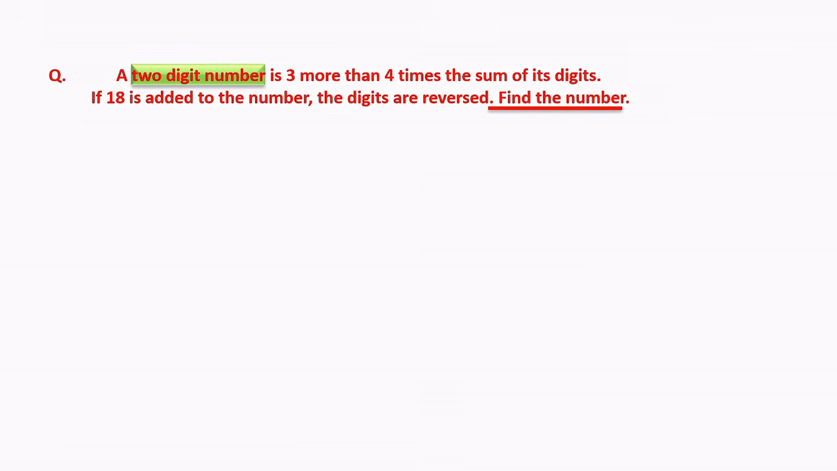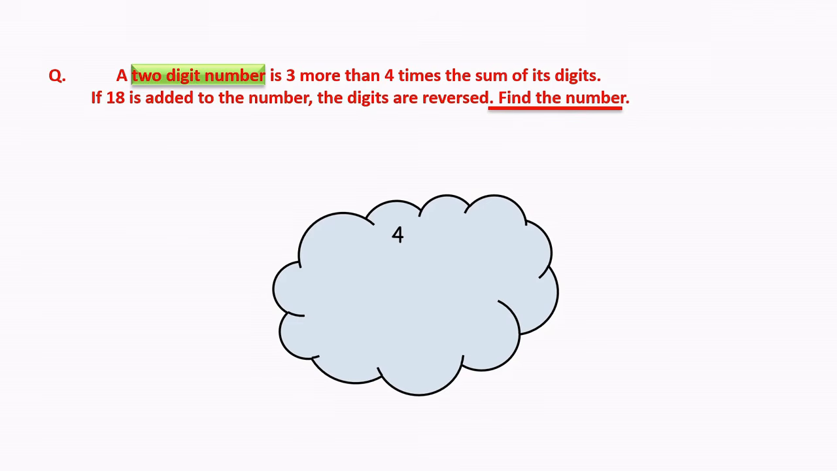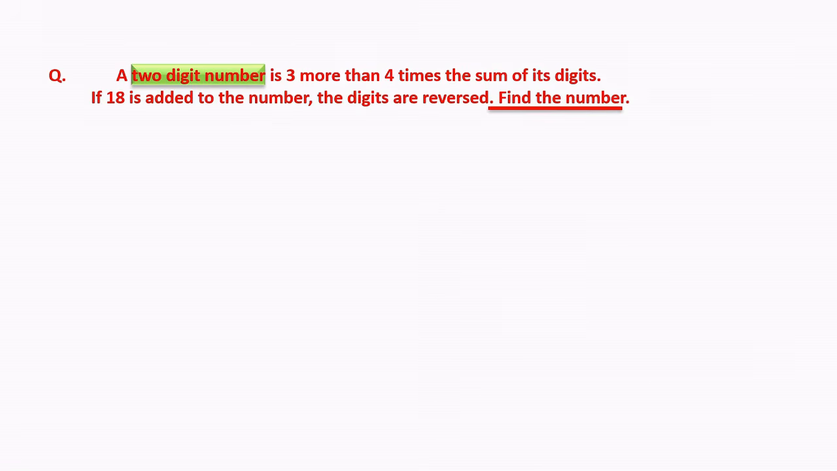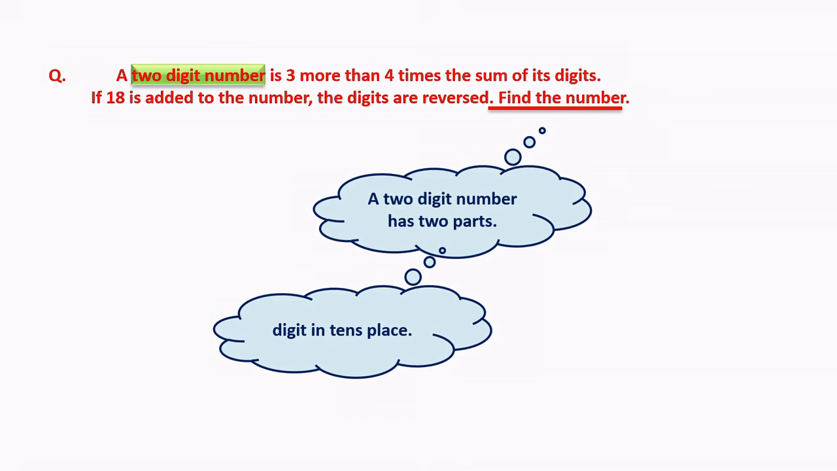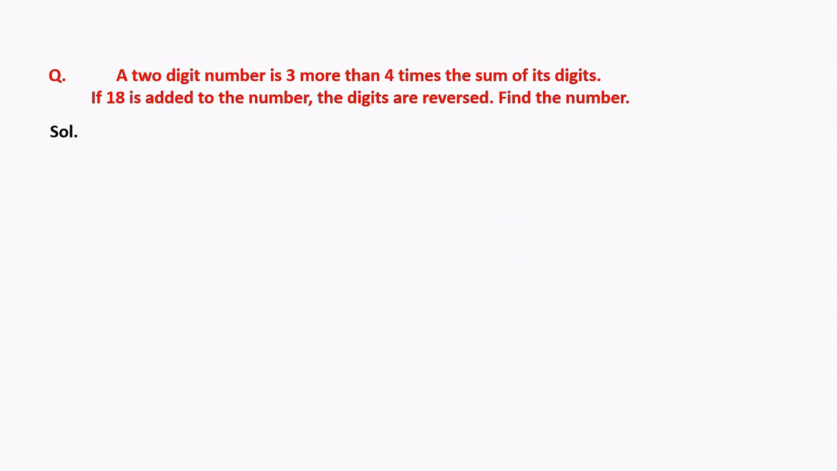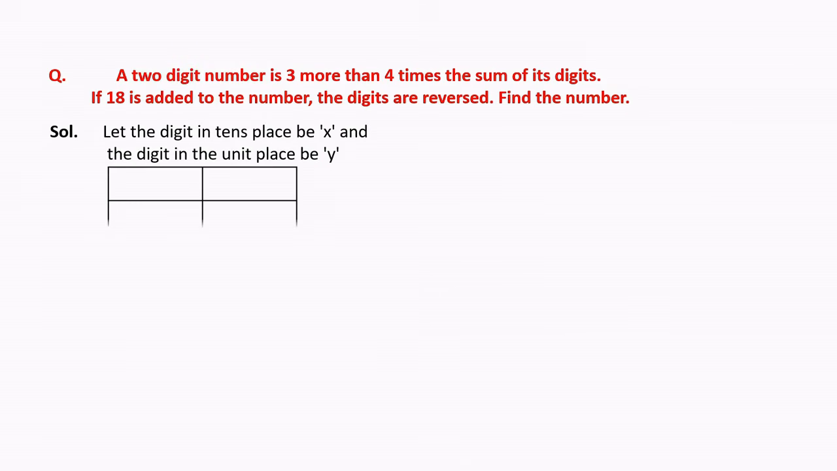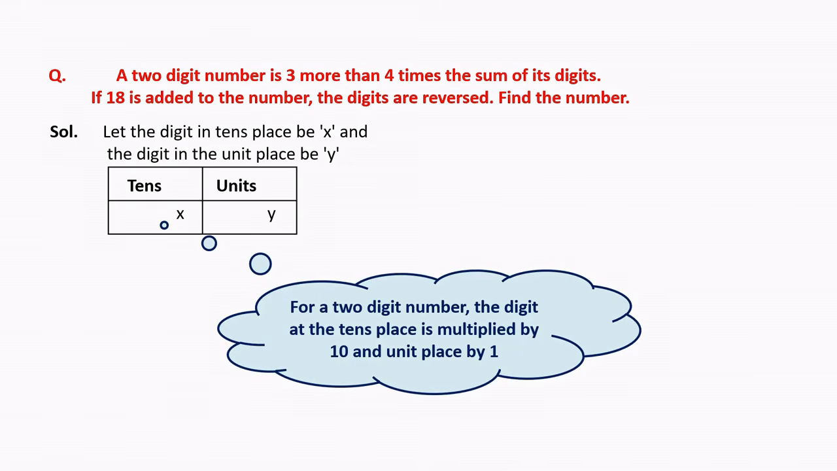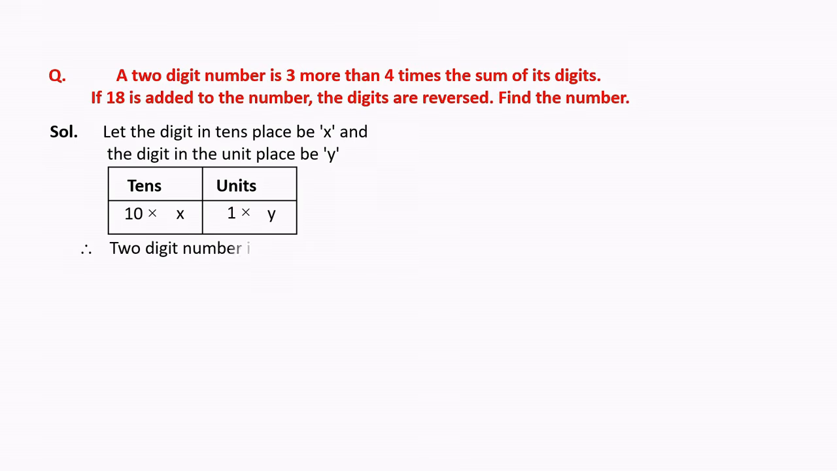Now, let's understand the concept. A two-digit number has two parts: a digit in the tens place and a digit in the units place. Let the digit in the tens place be x, and the digit in the units place be y. For any two-digit number, the tens digit is multiplied by 10, and the units digit is multiplied by 1. So, the number can be written as 10x plus y.